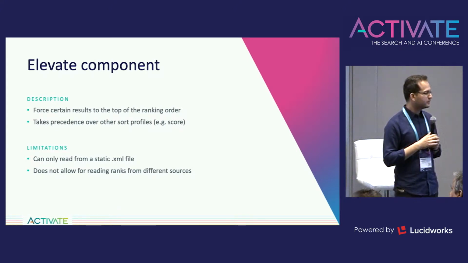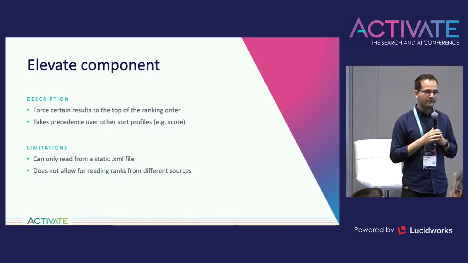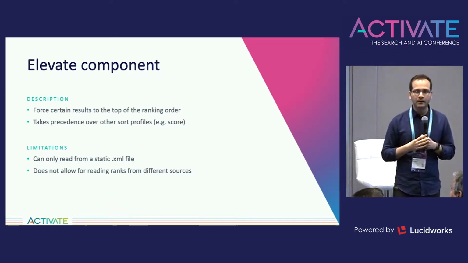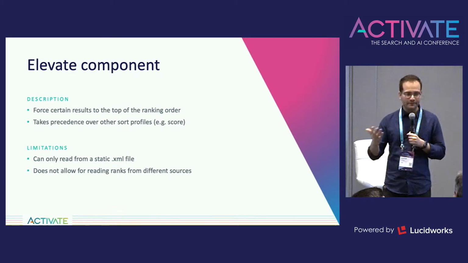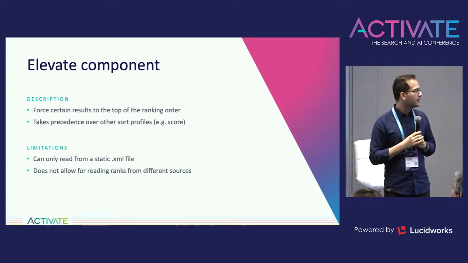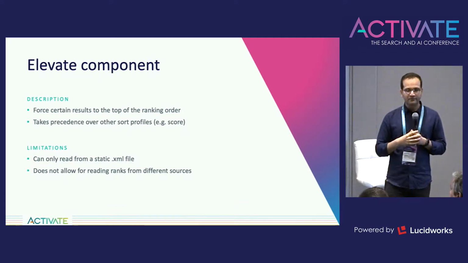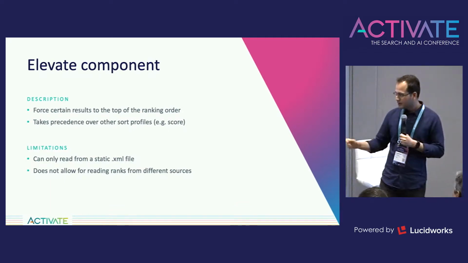So this is also a bit of a limitation of the current Elevate component, which is that you're expected to give this query to SKU mapping in a static XML file. It doesn't allow you to read this sort of ranking from different sources. So I'll come to how we've worked around these limitations.